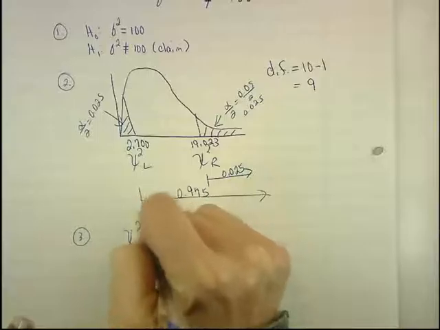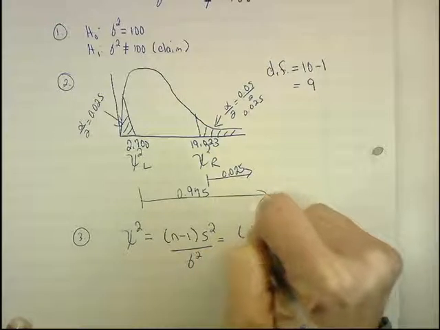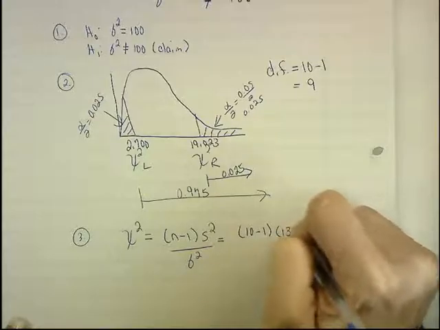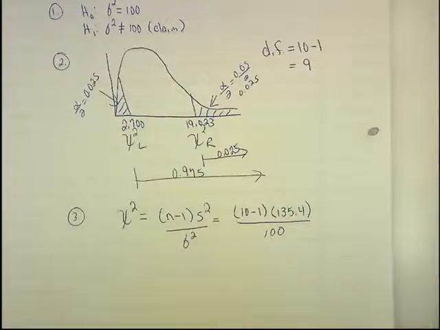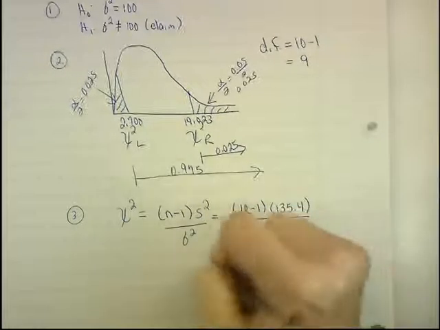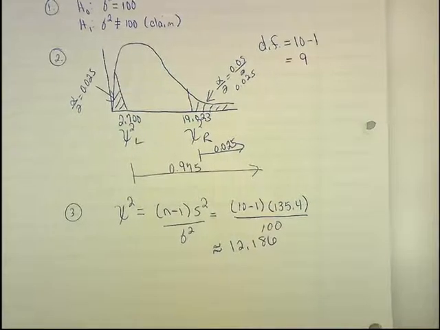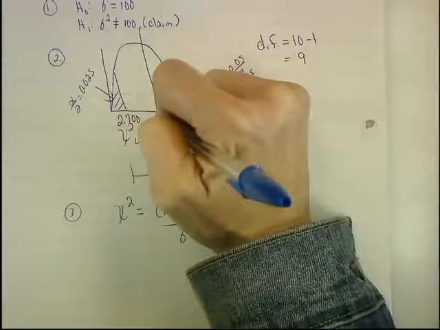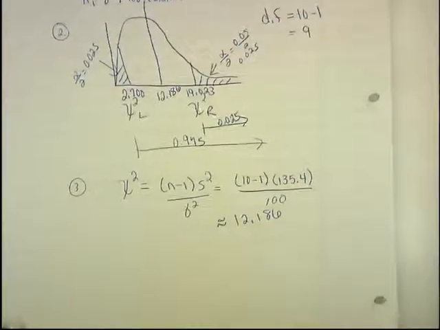Chi squared is equal to n minus 1 times s squared over my claim. That is 10 minus 1 times s squared, which is 135.4, all divided by 100. When you calculate that, you receive 12.186 to 3 places accurately. And then you put it in the picture, and 12.186 falls in the non-shaded, non-rejection region, your test statistic.